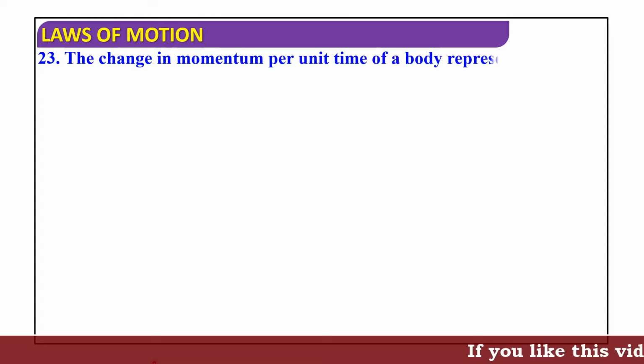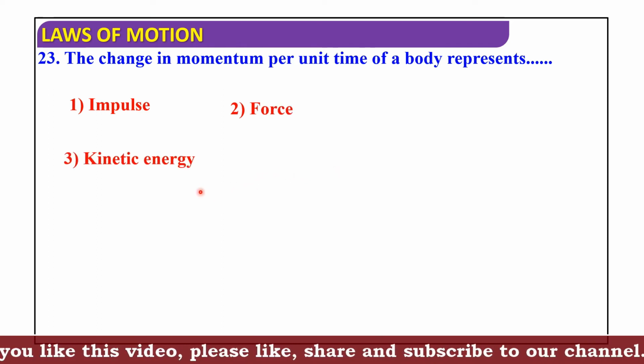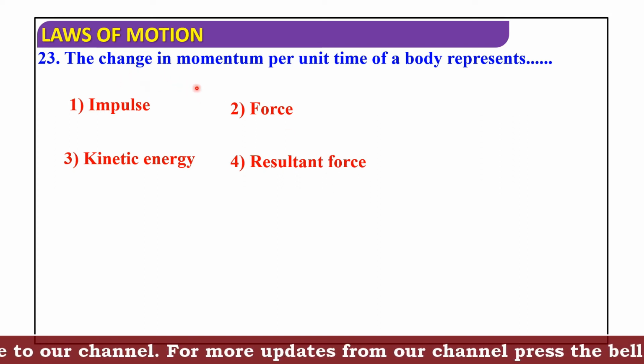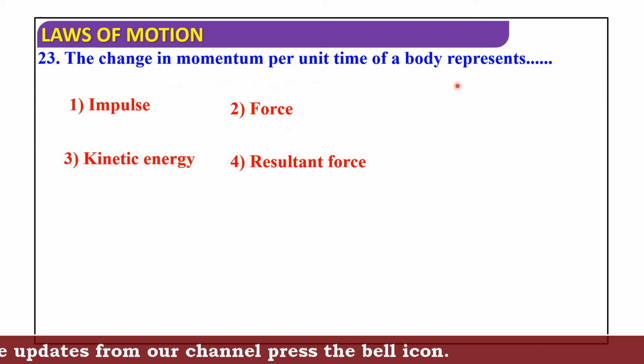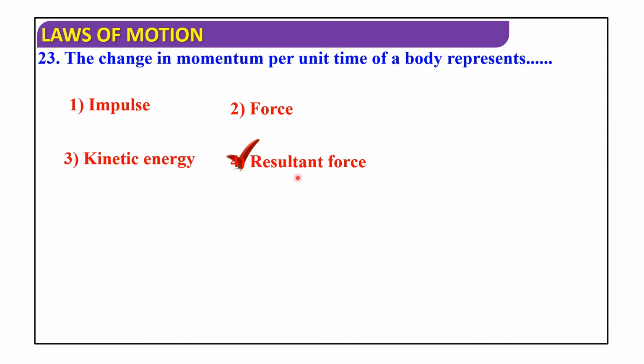The change in momentum per unit time of a body represents impulse, force, kinetic energy, resultant force. Here, the change in momentum per unit time of a body represents resultant force. Resultant force is nothing but change in momentum per unit time. Momentum is nothing but the product of mass and velocity. Change in momentum is nothing but mv minus mu. So, resultant force is change in momentum per unit time of a body.